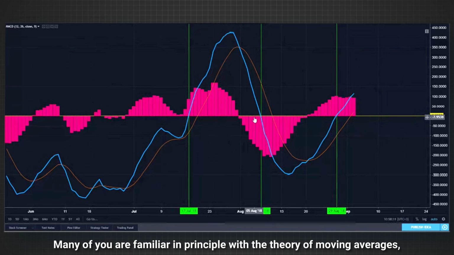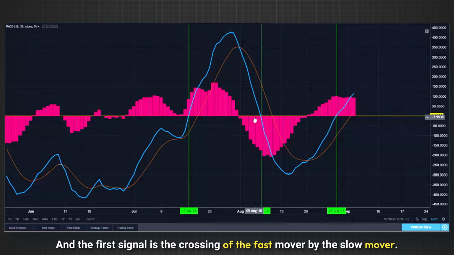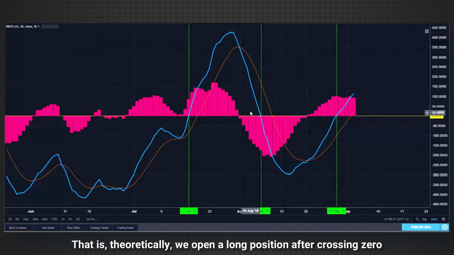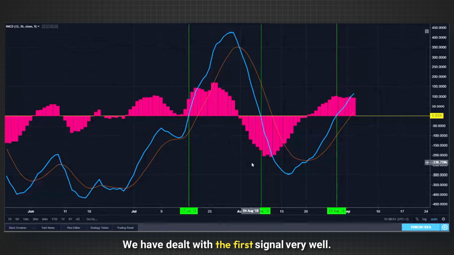Probably, many of you are familiar in principle with the theory of moving averages, but if you are not, you will get acquainted. And the first signal is the crossing of the slow moving average by the fast one. That is, on the MACD indicator, it is displayed as the crossing of the blue line through its equator. The first signal is great. That is, theoretically, we open a long position after crossing 0 and open a short position after crossing 0 as well, but only from top to bottom. We have dealt with the first signal very well.